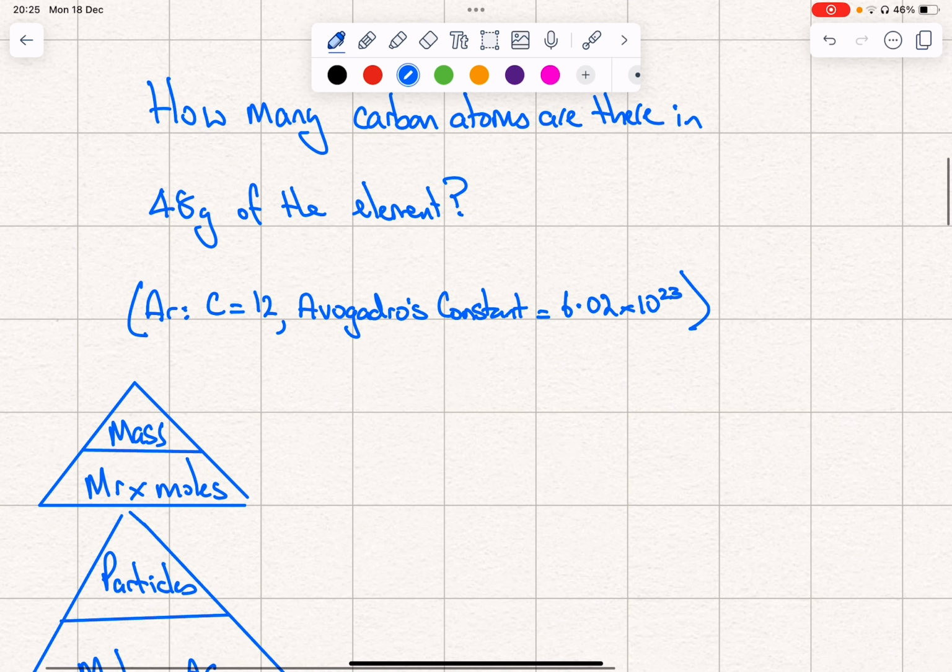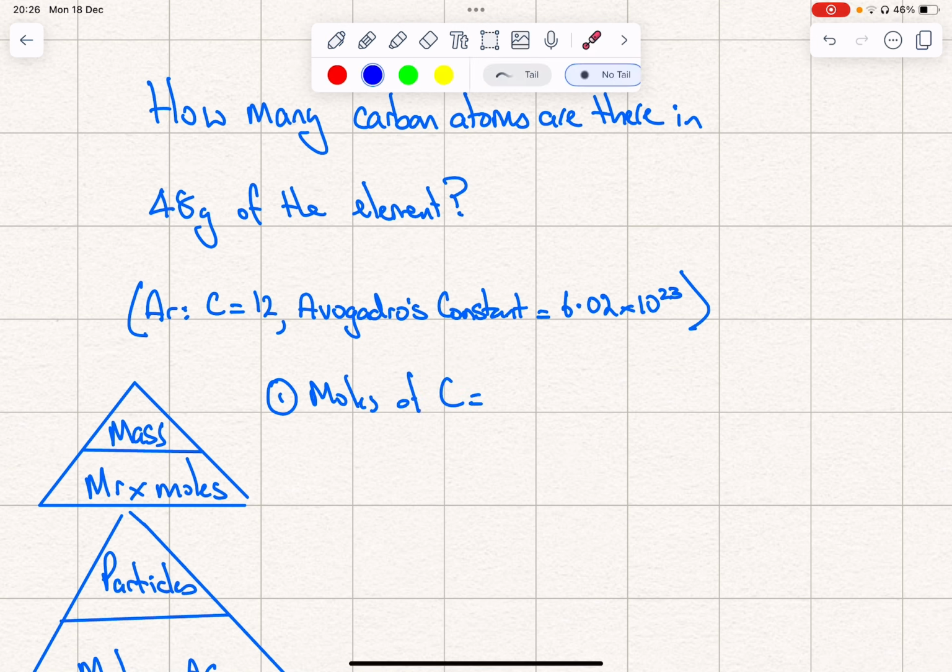So first job is we're told a mass of carbon. So my step number one is to change that mass into moles. So I'm going to work out the moles of carbon. If I use my triangle here, I'm trying to find moles. So moles is going to be mass divided by MR. So just to help myself, I'm going to write that down. So mass divided by MR.